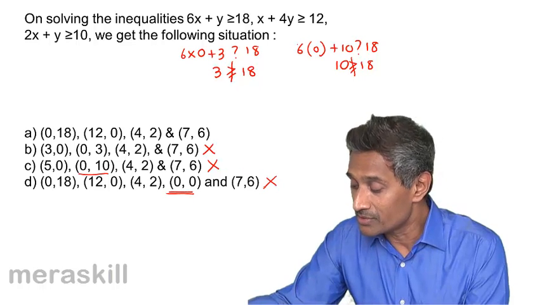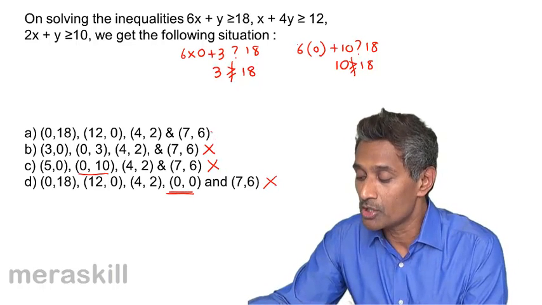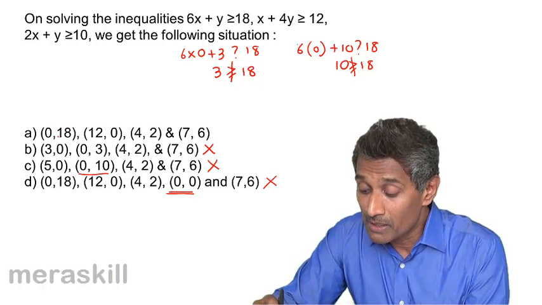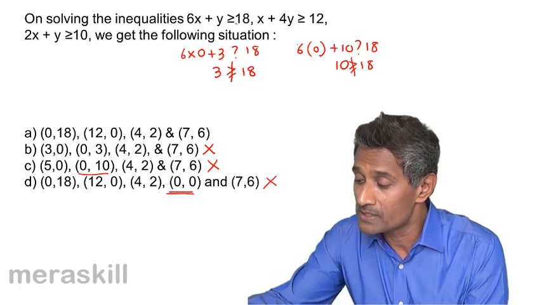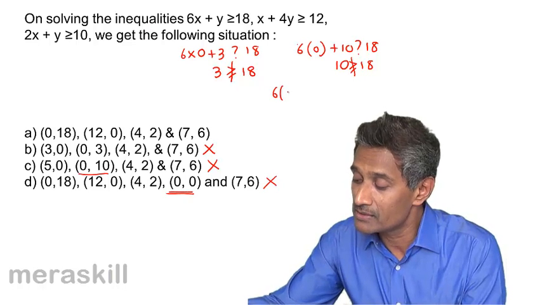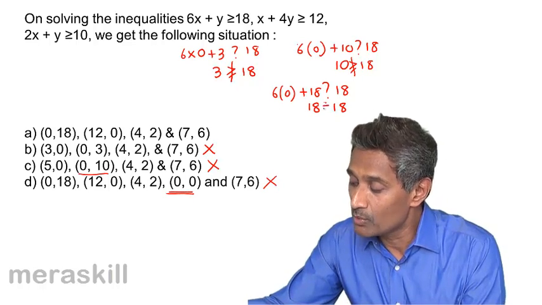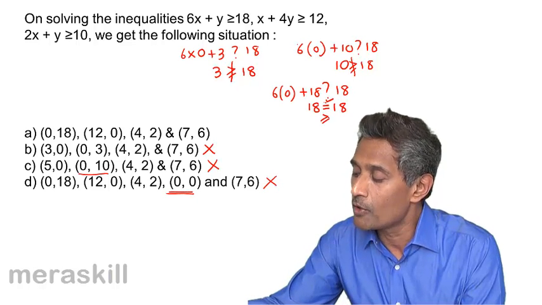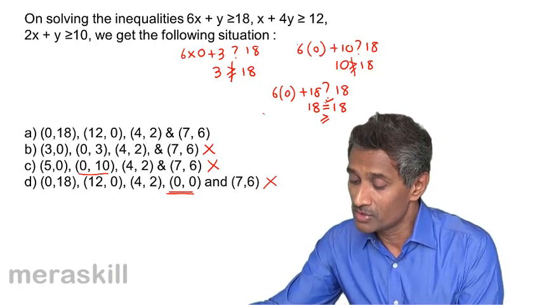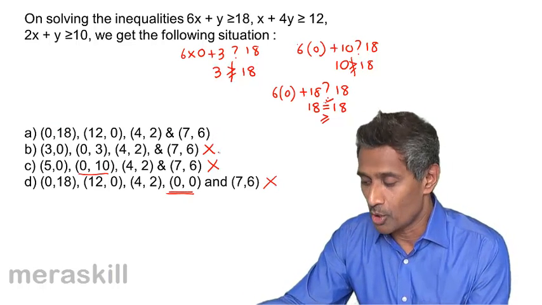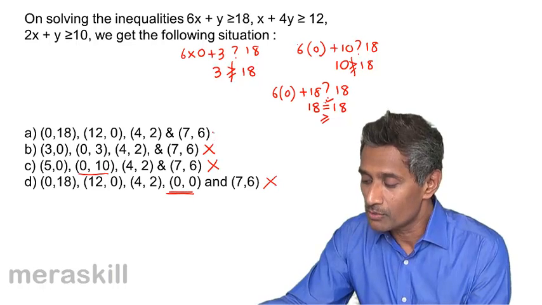So among these four possibilities, logically this seems to be okay. Even this has a 0, 18, but the y coordinate is so large. If you substitute over here, you get 6 into 0 plus 18, and you have 18. This becomes 18 and 18, which is definitely equal to, and hence it is valid for greater than or equal to. So this is valid. And logically, obviously, all 4 are not wrong. So 3 of them could be wrong. So we can take this.